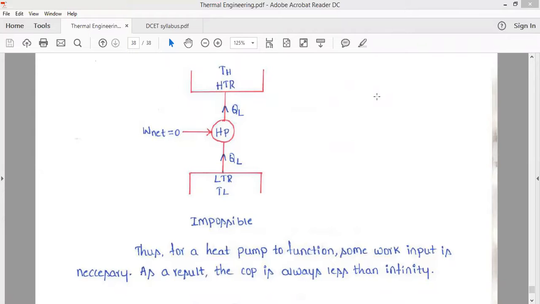Okay, with this discussion, we completed the concepts or the introduction to thermodynamics, different thermodynamic processes, the zeroth law, first law, and second law of thermodynamics.